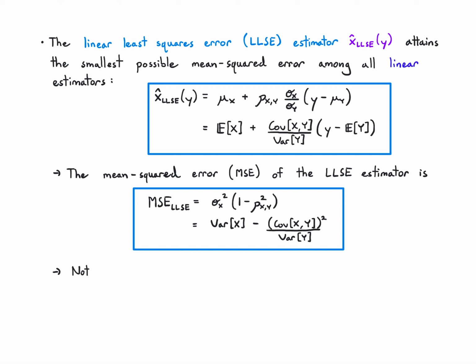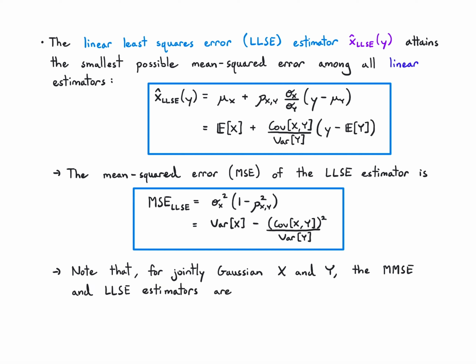Remember that at the end of the last video, we showed some formulas for the MMSE estimator for jointly Gaussian x and y, and it turns out that those are exactly the same as the LLSE formulas above. That's because for jointly Gaussian x and y, the optimal estimator happens to have a linear form, so it just will lock into this form on its own. In general, that's not true.